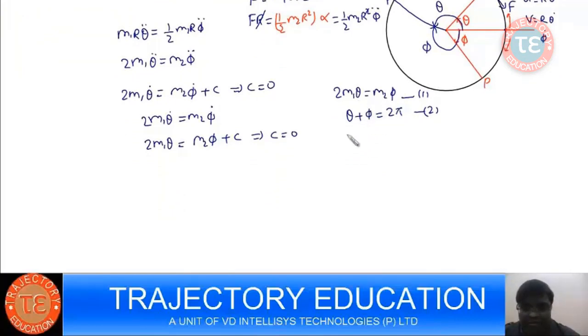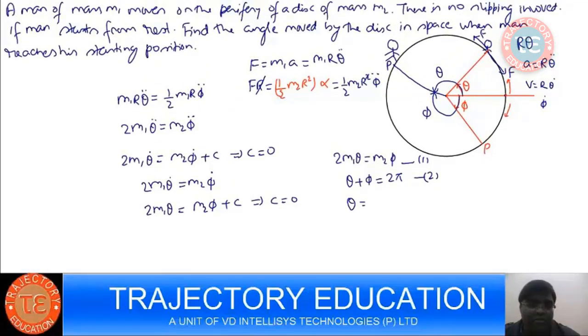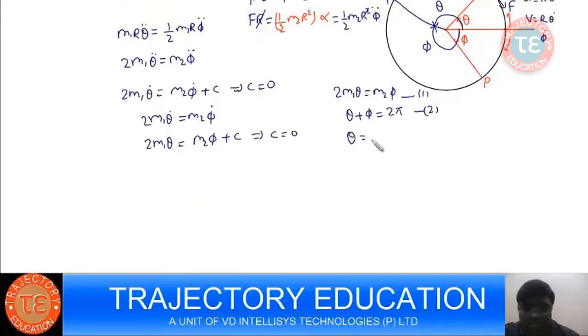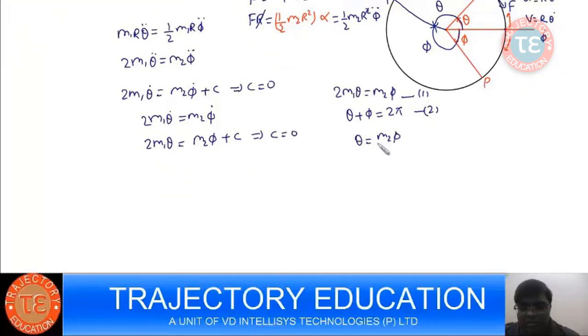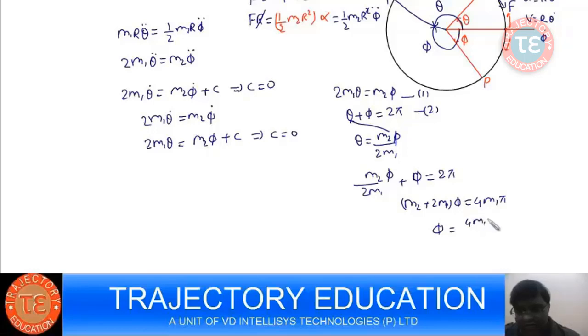Now I can simply solve this. You have to find out the angle moved by the disk. So theta is m2 phi by 2 m1. You put it over here: m2 phi by 2 m1 plus phi equals 2 pi, and that becomes phi equals 4 m1 pi over m2 plus 2 m1. Okay, that's going to be our answer. So this is how we go for the problem in case of rotation about a fixed axis.